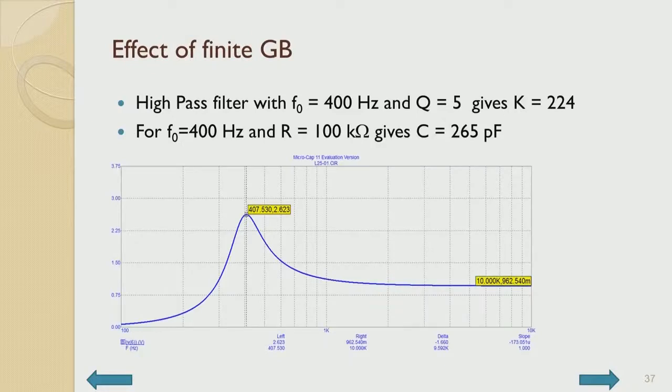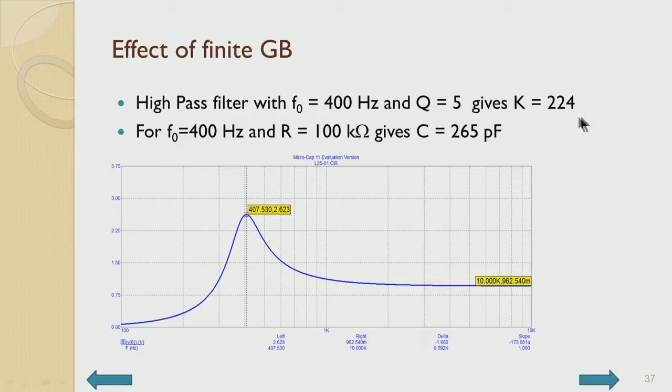Let us now investigate the effect on the high pass filter with F naught equal to 400 hertz, Q equal to 5, the same 400 hertz for which we designed our low pass. We are designing the high pass now so that we can compare the effect of the gain bandwidth product in these two, low pass and high pass cases. That is the intention. Q is also maintained the same as before, equal to 5.